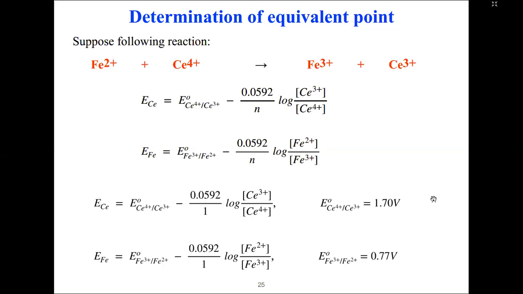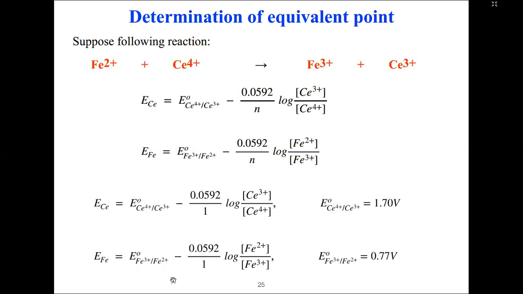Okay, we will be practicing with these values. So remember the values 1.70 and 0.77. You can even look at these values and say something about the reaction. For example, the reduction potential of cerium is higher than the reduction potential of iron. So cerium must get reduced and iron will get oxidized because the reduction potential of cerium is higher, right? And that's what is going on. If you look at the reaction, cerium is getting reduced and iron is getting oxidized. However, that is a different part. Now let's focus in here, okay?